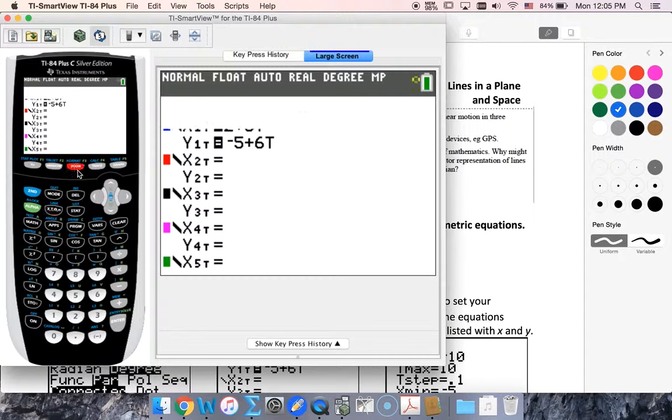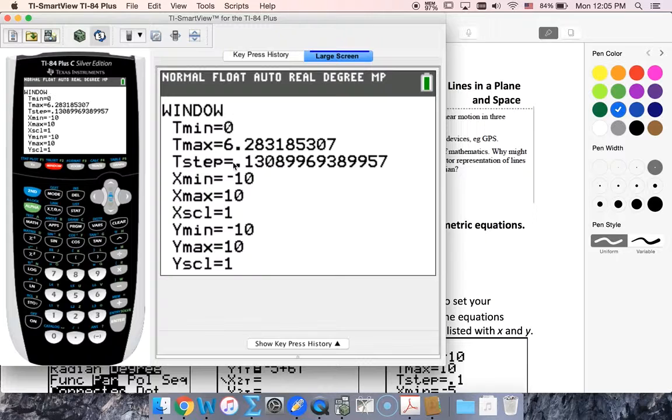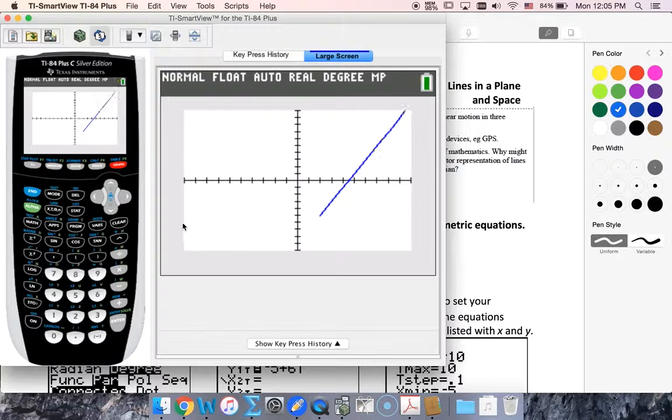If I go into window, notice I've got different values of t. So I could do a t min, t max. So let's go 0 to 5. My x and y values are still acting like my normal x and y values. So notice I can make my t step really small, so we could count every 0.2. And let's see what happens.